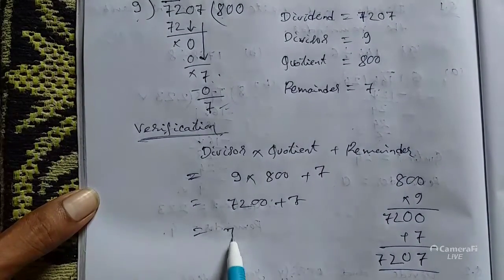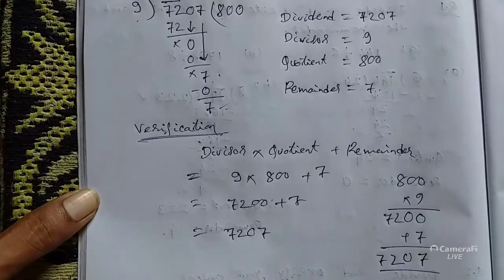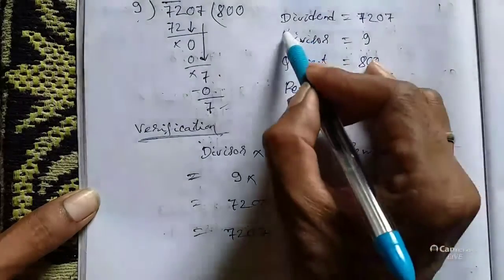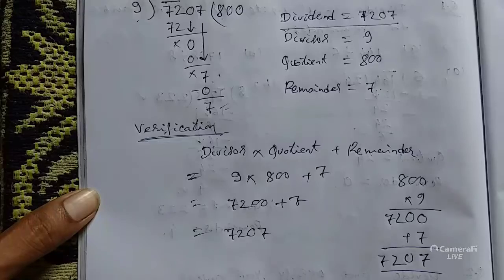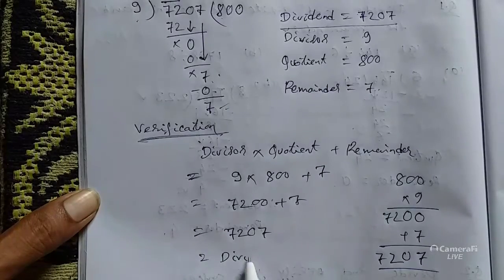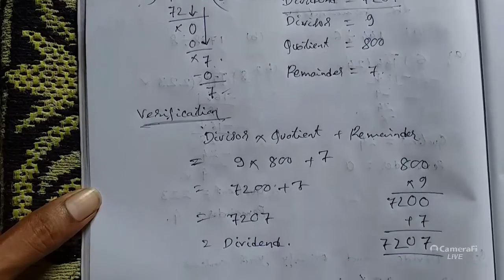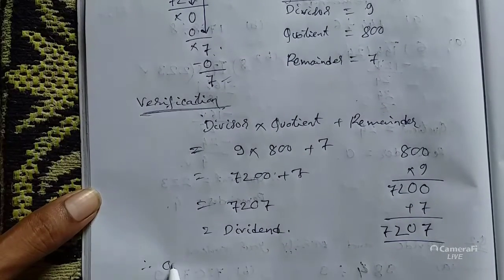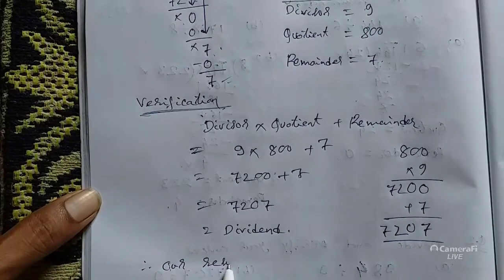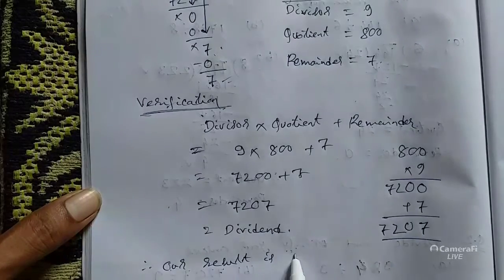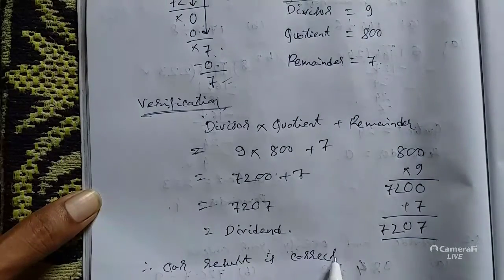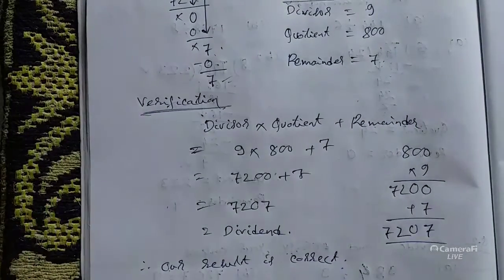So we get the result 7207, which is equal to the dividend. We get here the dividend. So our result is correct. Therefore our result is correct. It is verified.